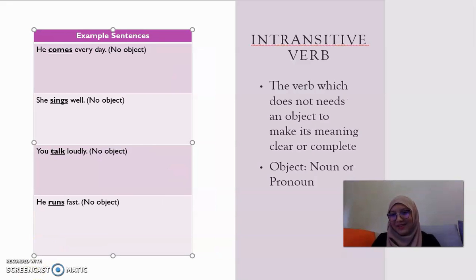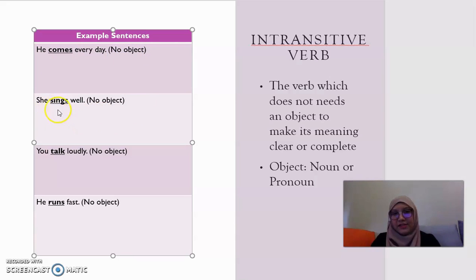Our final subtopic for this lesson is the intransitive verb. This is a verb that can stand alone without an object inside the sentence. There is no noun or pronoun as the object for this verb. If you look at the example here, he comes every day. To do what? Not sure, but there is no object. Comes is the verb, and because there's no object, it becomes an intransitive verb.